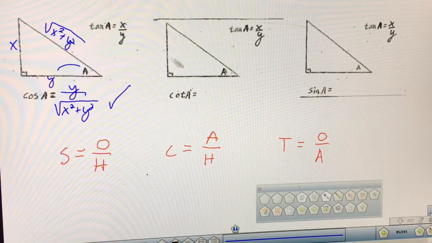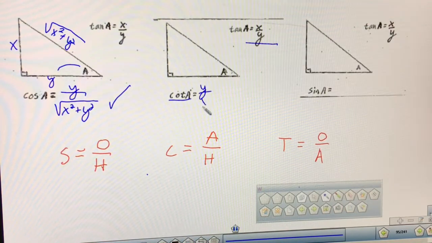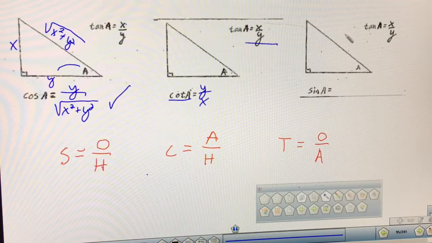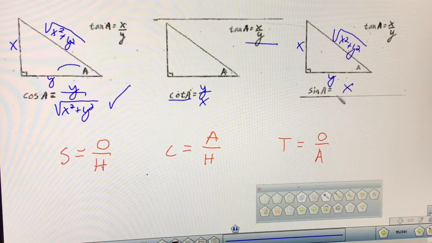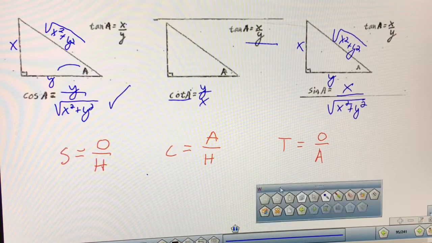On this one, I was about to do all the fancy work, but the cotangent is just a flip of the tangent. So all you have to do is come down here and put y over x. It should go pretty quickly. Sine of angle A is opposite over hypotenuse. It gives me this again. The tangent is opposite over adjacent. The hypotenuse is going to be the square root of x squared plus y squared. Sine is going to be x over that radical. So it's going to be x divided by the square root of x squared plus y squared.